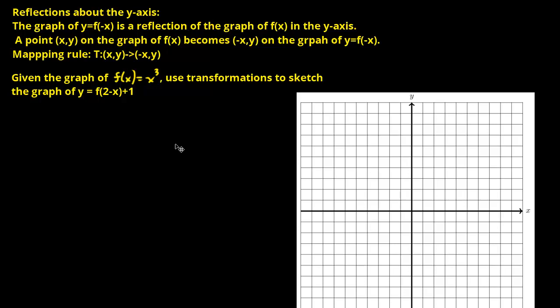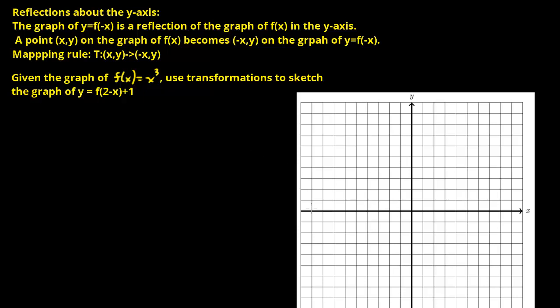Hi everyone, in this video we look at reflections about the y-axis. So the graph of y equals f of minus x is a reflection of the graph of f of x in the y-axis. Let's say I have a point at 2 comma 1 on the graph of f of x, while on the graph of f of minus x it would be at minus 2 comma 1. So it's a reflection about the y-axis.